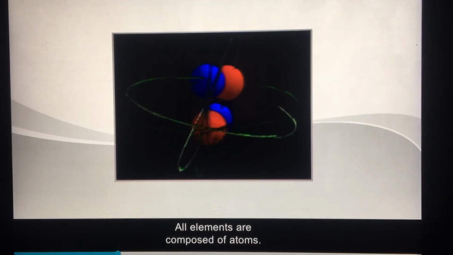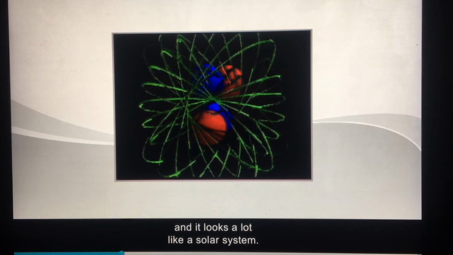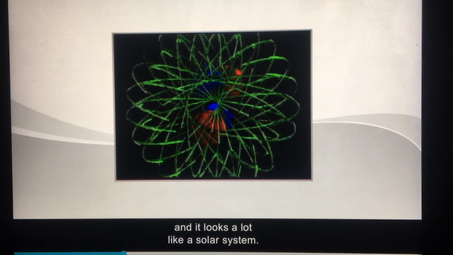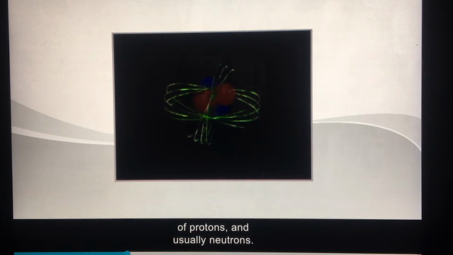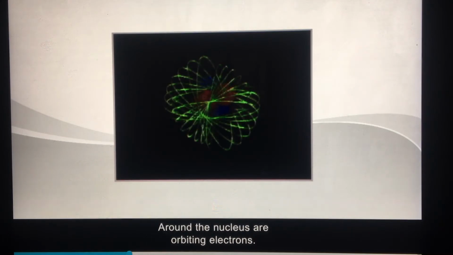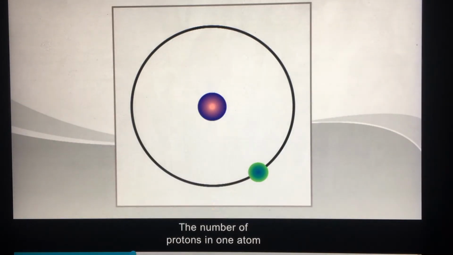All elements are composed of atoms. An atom is the smallest complete unit of any element, and it looks a lot like a solar system. Every atom has a nucleus, which is made up of protons and usually neutrons. Around the nucleus are orbiting electrons. The number of protons in one atom establishes its atomic number. Hydrogen, the simplest atomic structure, has 1 proton and 1 electron.